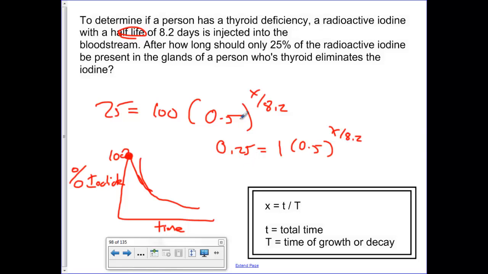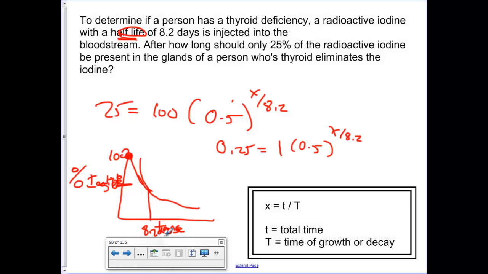Okay. Laramie, in doing that, did I cover your question as to why this was a 0.5? It's called a half-life, which means that every 8.2 days, the amount of iodide in your blood is cut in half. So let's say you started with 100%. So up here at 100%. When will it be down to 50%? Well, it'll happen after 8.2 days. And then after another 8.2 days, it'll cut in half again. And another 8.2 days, it cuts in half again.